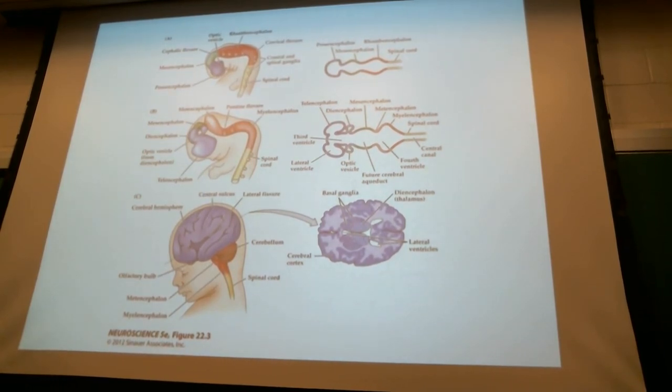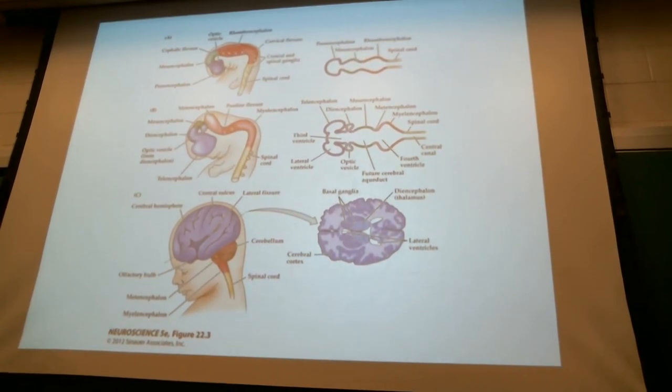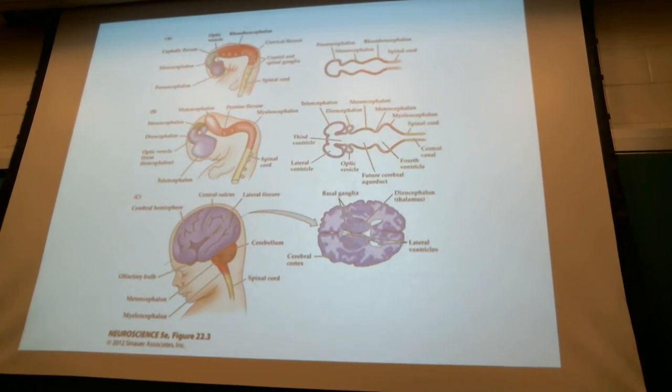It's nicely color-coded, so you can see what happens. Those parts create different parts of the brain. Telencephalon will become basically the cortex, which is the largest part in humans, but also the hippocampus, basal ganglia, and the olfactory bulb. Diencephalon is kind of inside our brain and will become the thalamus and hypothalamus, and mesencephalon will become the midbrain.